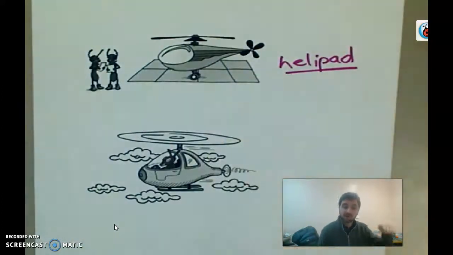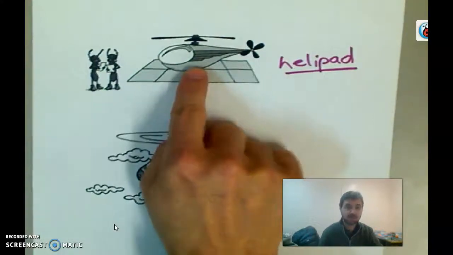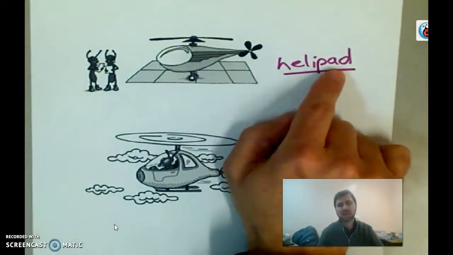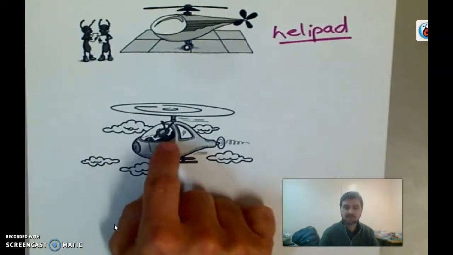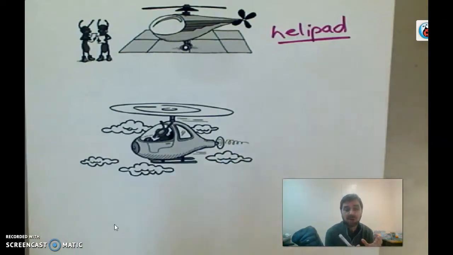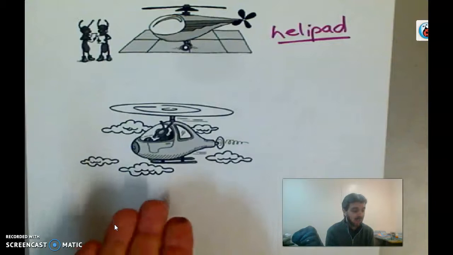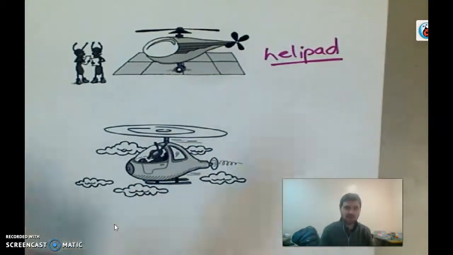A plane lands on a runway, right? But a helicopter lands on a helipad. We'll call it a helipad. Sure, let's just do that. Here's a picture of an ant flying the helicopter. They're very small, right? Because these are ants. These are not regular-sized helicopters. So this is just a little background to help you figure out what we're going to be doing next.